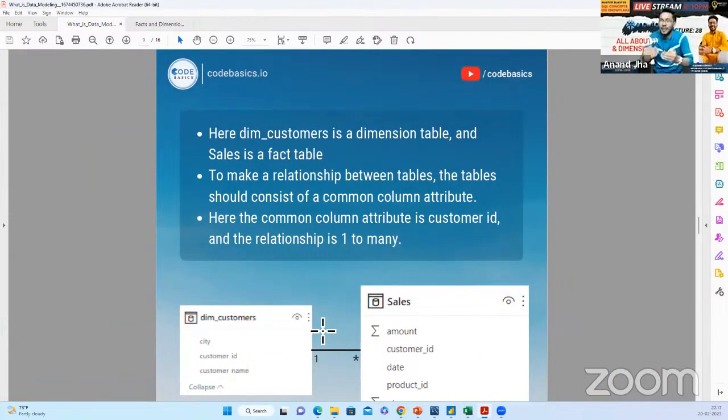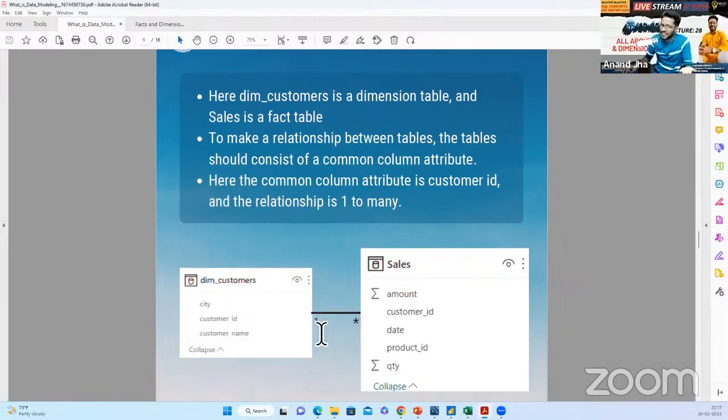To make a relationship between tables, the tables should share a common column attribute. I have already discussed this in my join class. How do you join two tables? You join two tables based on the primary key, always the primary key. Here the common column attribute is customer ID and the relationship is one-to-many. What does the star denote? Star denotes many. Why does one customer have multiple sales? Because one customer can purchase multiple things, in multiple quantities. Am I right or not?